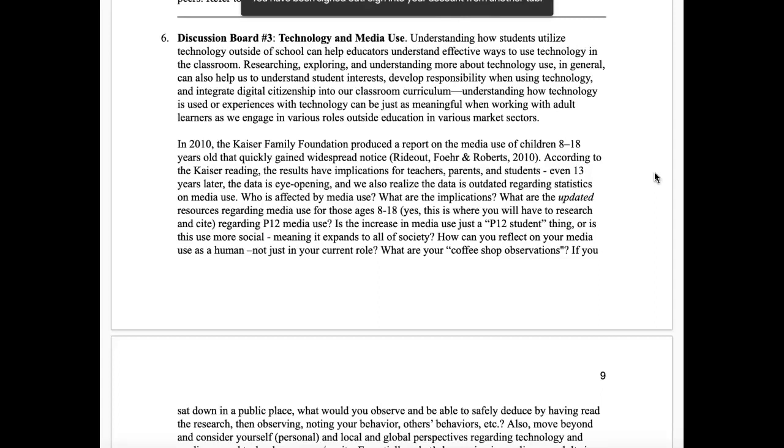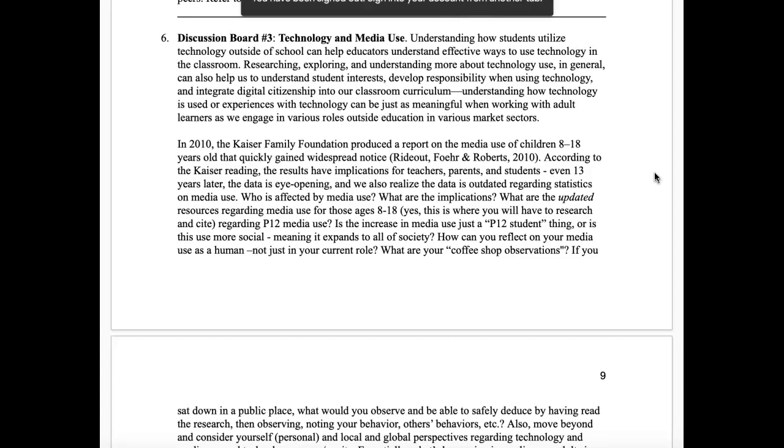In 2010, the Kaiser Family Foundation produced a report on the media use of children 8 to 18 years old that quickly gained widespread notice. According to the Kaiser reading, the results have implications for teachers, parents, and students. Even 13 years later, the data is eye-opening, and we also realize the data is outdated regarding statistics on media use.